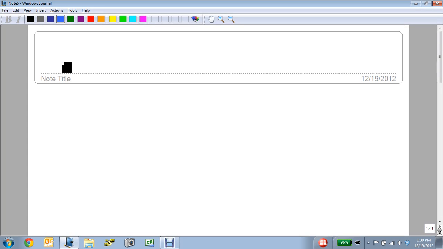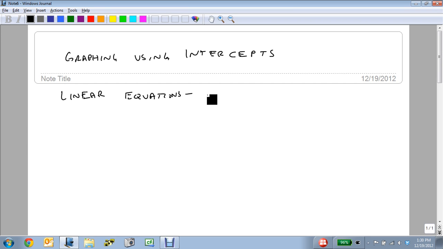We're now going to look at an alternative method of graphing, and that's graphing using intercepts. And this works primarily because we're dealing with linear equations whose graph is a straight line. So if the graph is a straight line, then all we need is 2 points, and there's 2 points that can be really easy to get depending on the equation.